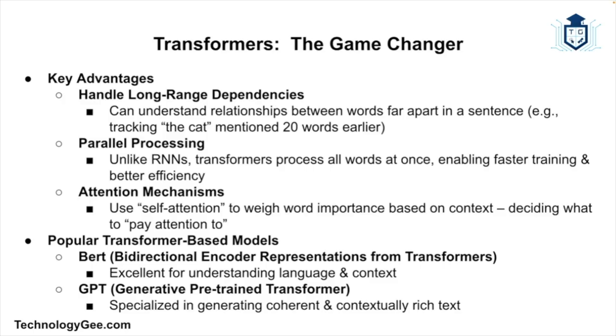And the popular transformer-based models include the following. The first is called BERT, and that stands for Bidirectional Encoder Representations from Transformers. And this is great for understanding language. Then you have GPT, the one that we all know, and that stands for Generative Pre-trained Transformer. And this is great for generating language.